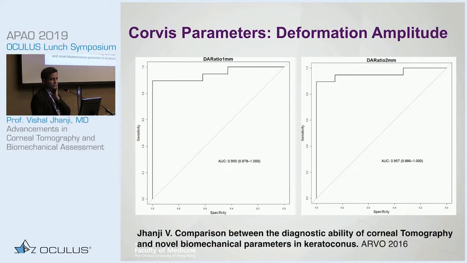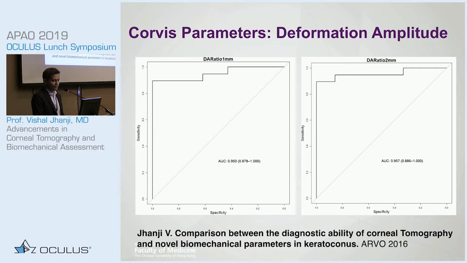Based on this, presented way back at ARVO 3 years ago, DA ratio 1, which is the deformation amplitude ratio at 1 millimeter from the apex of the cornea, and DA ratio 2, we actually found the AUC was pretty high. It was 0.95 for DA ratio 1 and DA ratio 2.